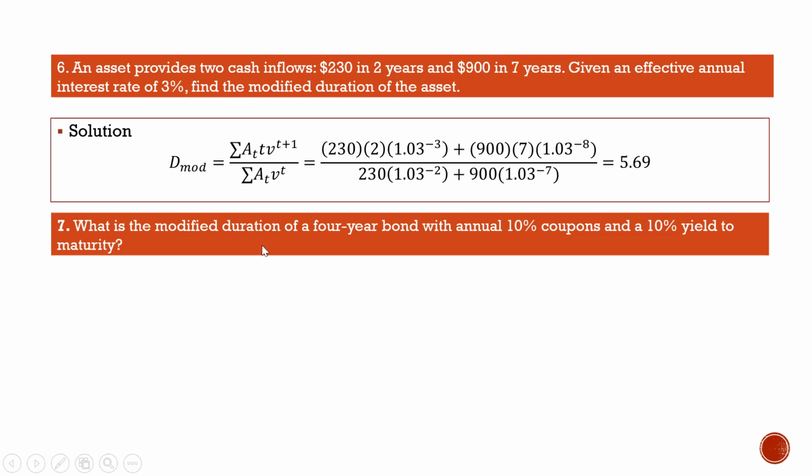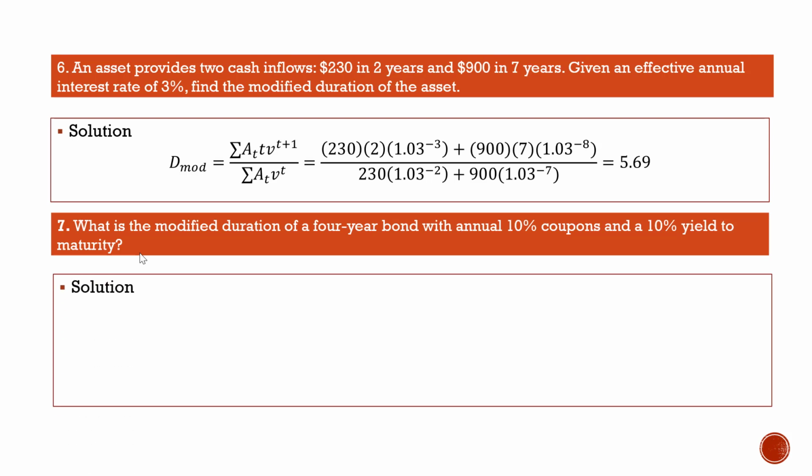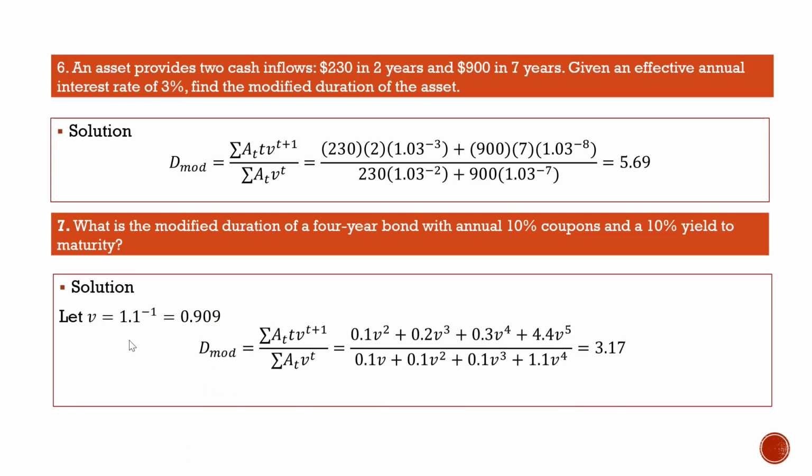Question 7. What is the modified duration of a 4-year bond with annual 10% coupons and a 10% yield to maturity? So again, just apply the formulas. The modified duration is just summation of A_t t v^(t+1) over summation A_t v^t. Here v is 1.1 to the negative 1, which is 0.909. And here we have only 4 cash inflows, 0.1 at time 1, 0.1 at time 2, 0.1 at time 3, and 1.1 at time 4. So the modified duration is 3.17.